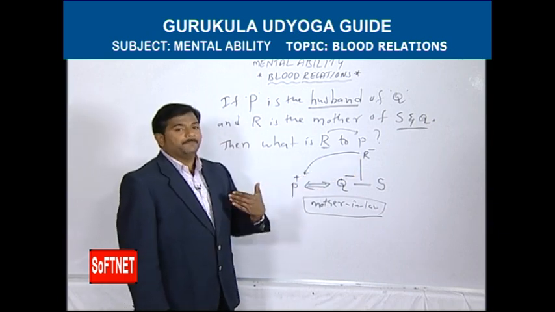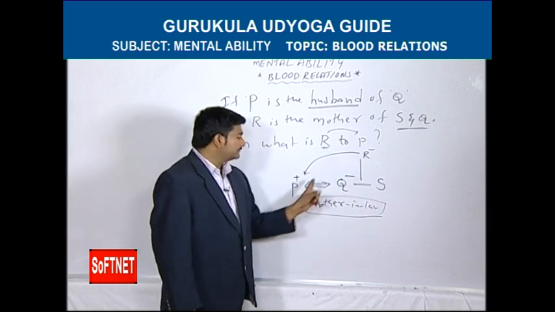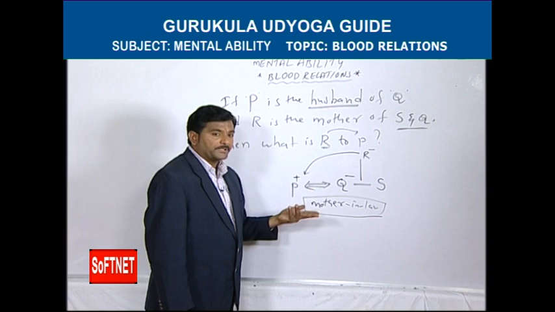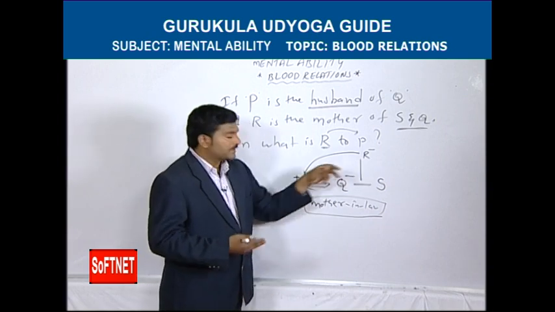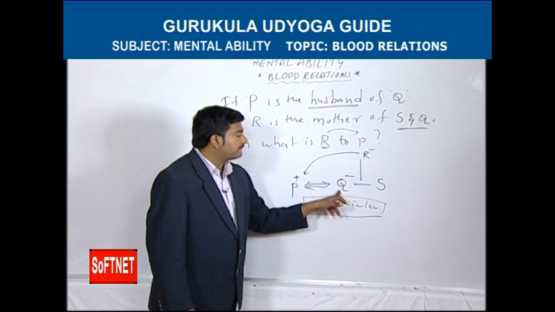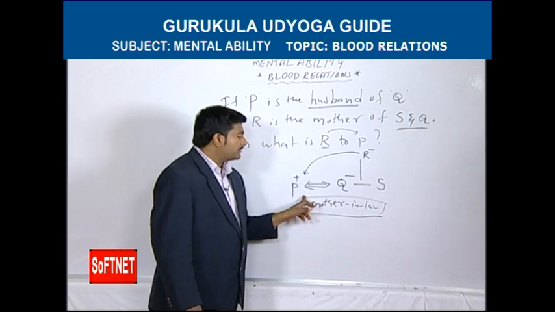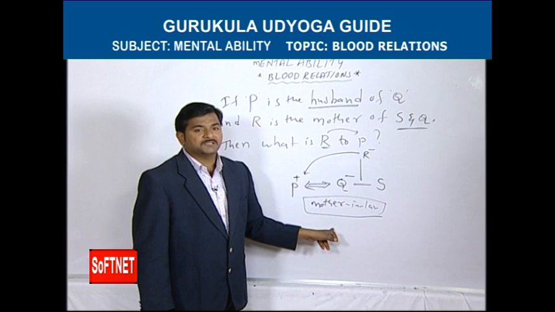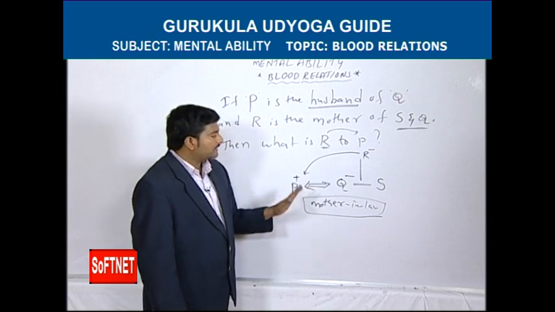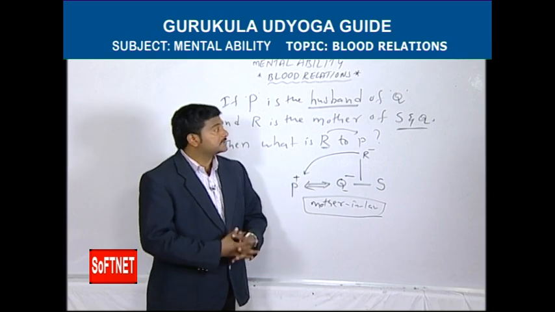How is R to P? So indirectly, what can you say here? P is myself or R is myself, no issue. P is myself. My wife's mother. So my wife's mother means, obviously, who is she to me? She is a mother-in-law now. By using the generation chart, we can simply solve any type of questions.